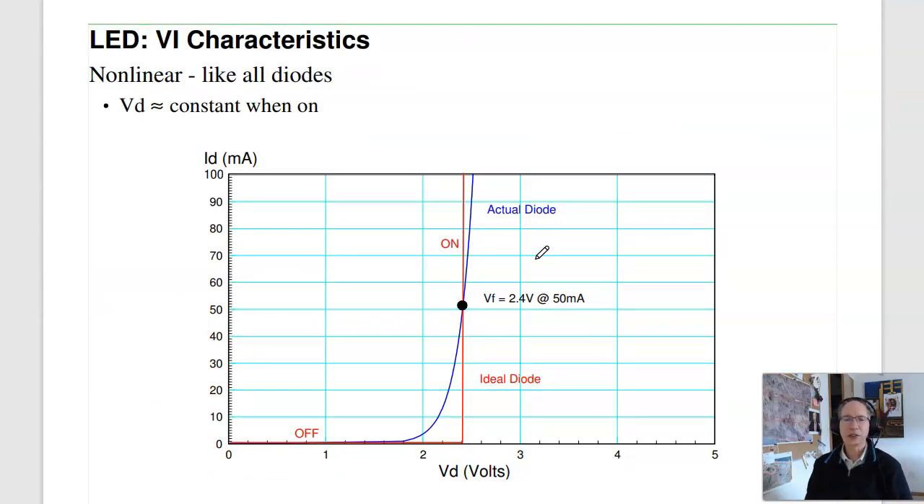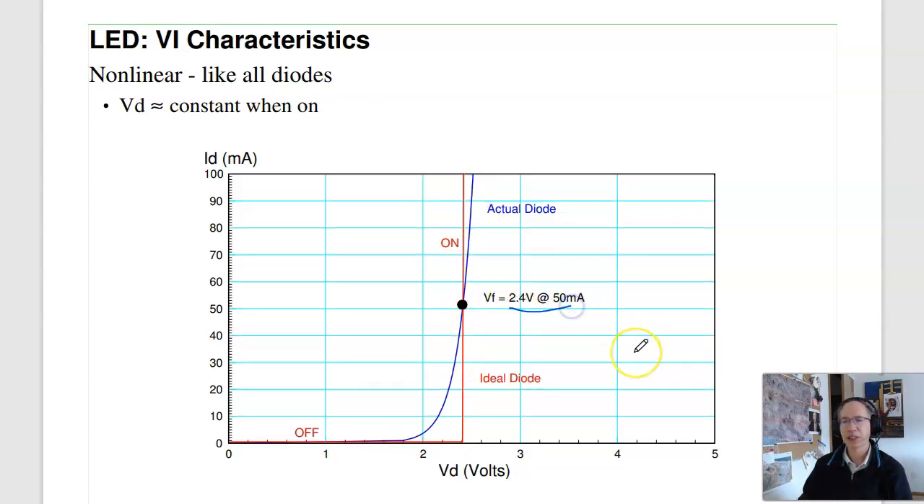Now the characteristics of an LED are just like any old diode. It's exponential in nature. The way it's specified is to specify this curve. They specify what the voltage is at a specific current, like 2.4 volts at 50 milliamps. It's actually going to vary as the current varies. If you use an ideal diode model, that means that the voltage is fixed. It's 2.4 volts as long as the current's positive. And again, that's not entirely accurate, but usually it's good enough for modeling.